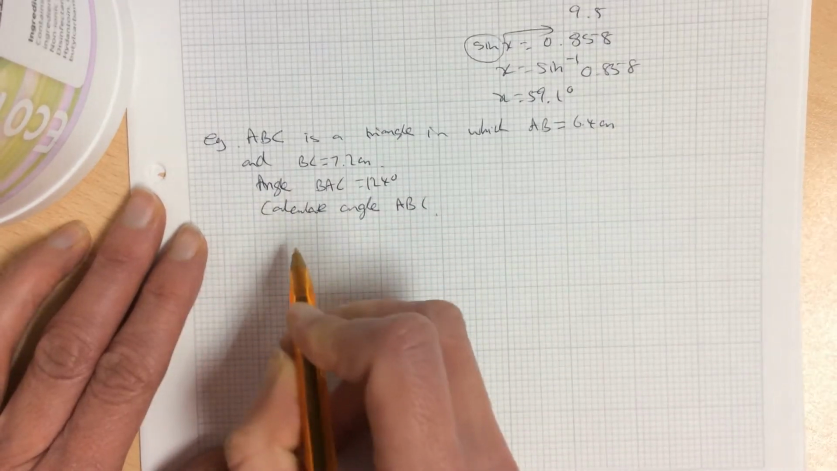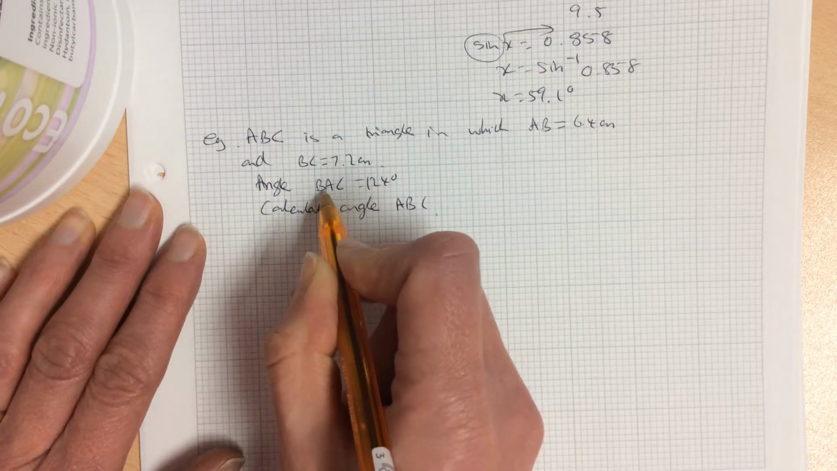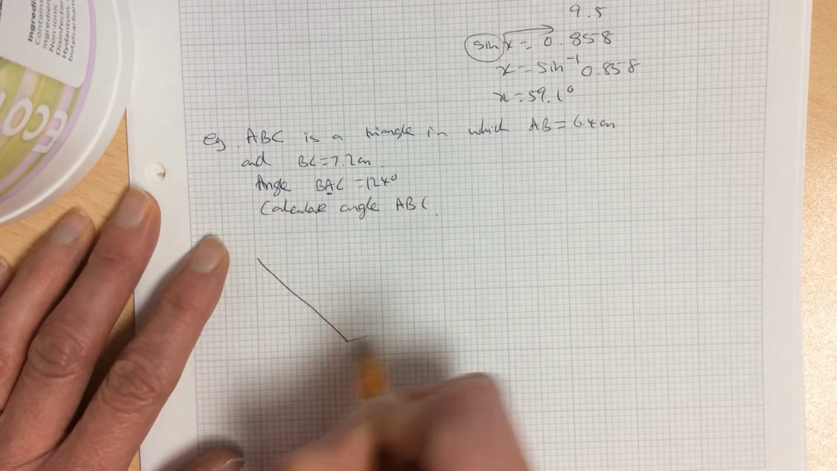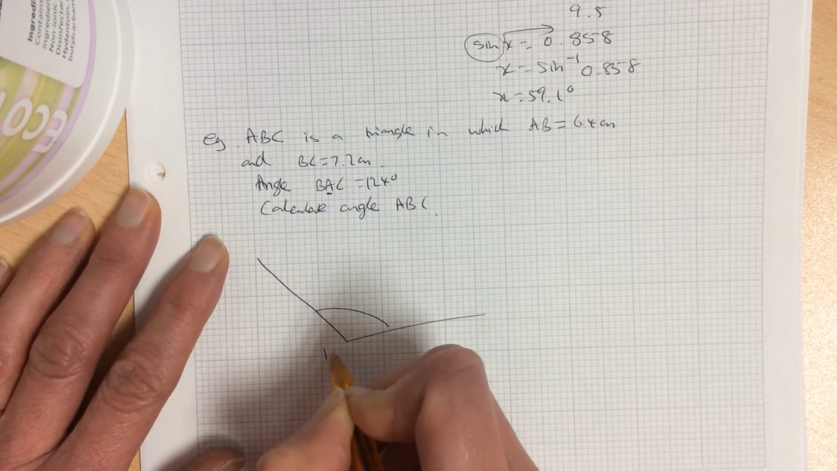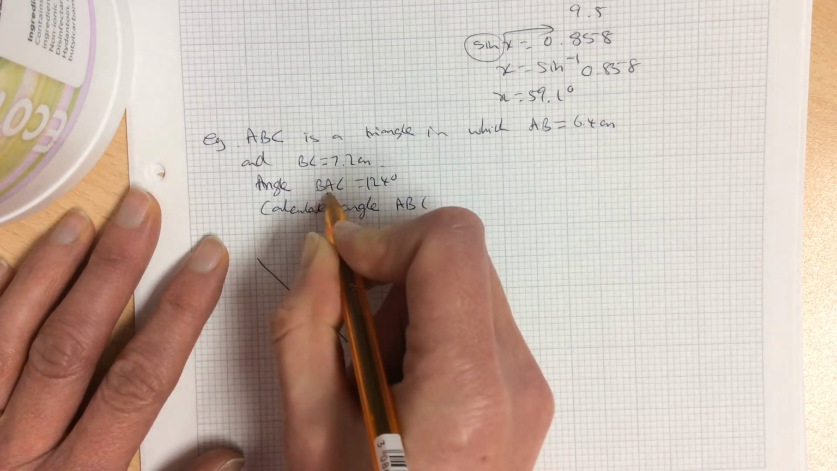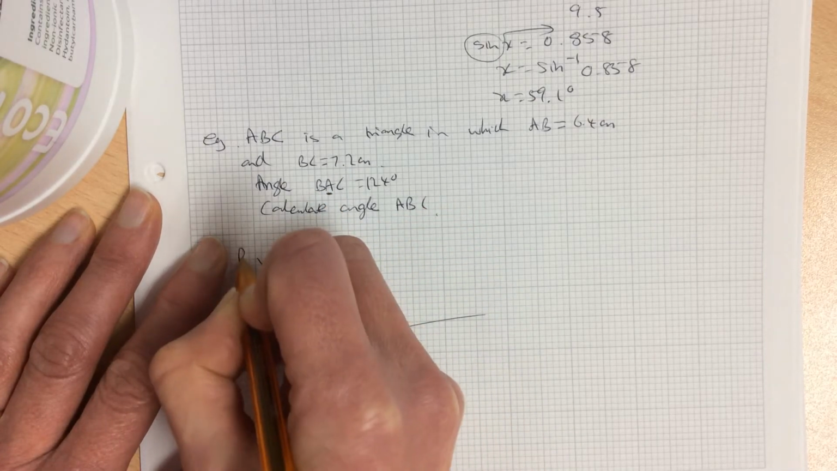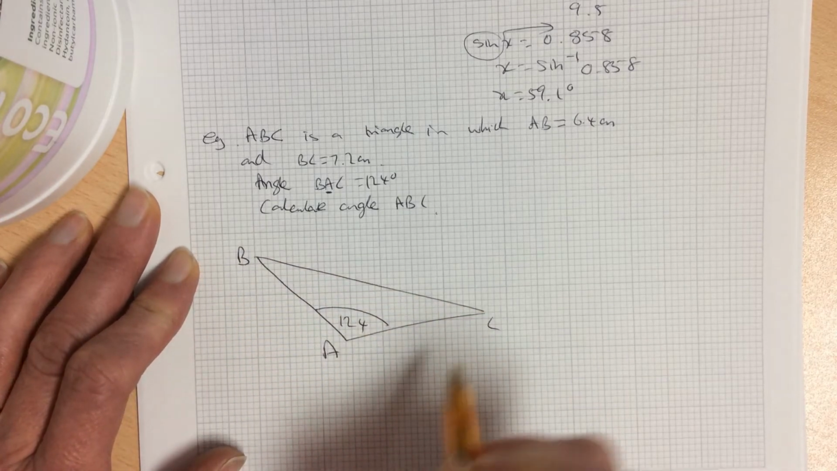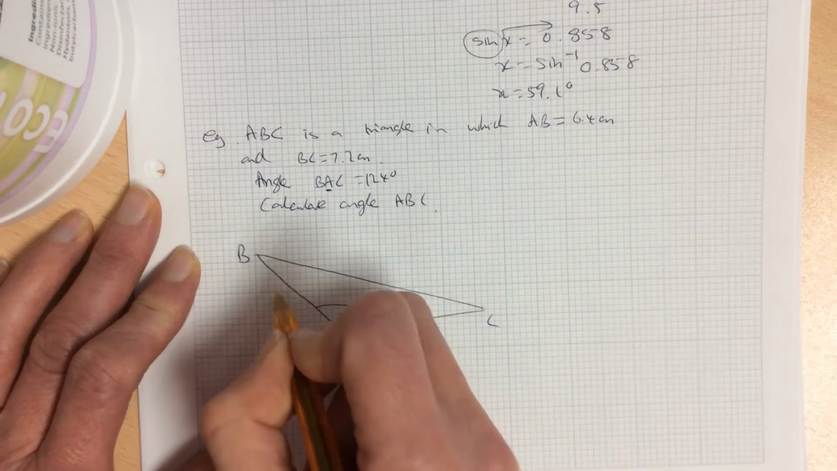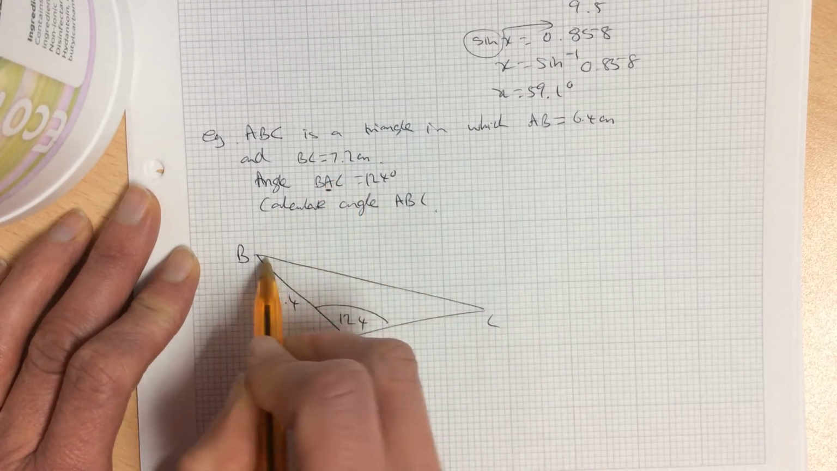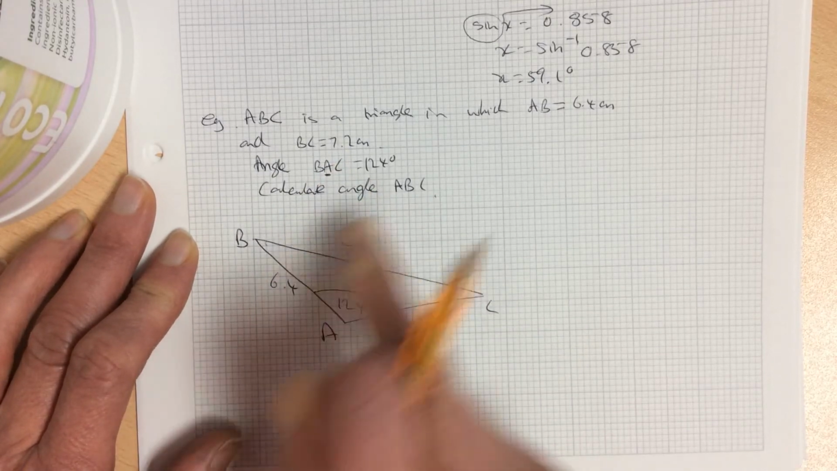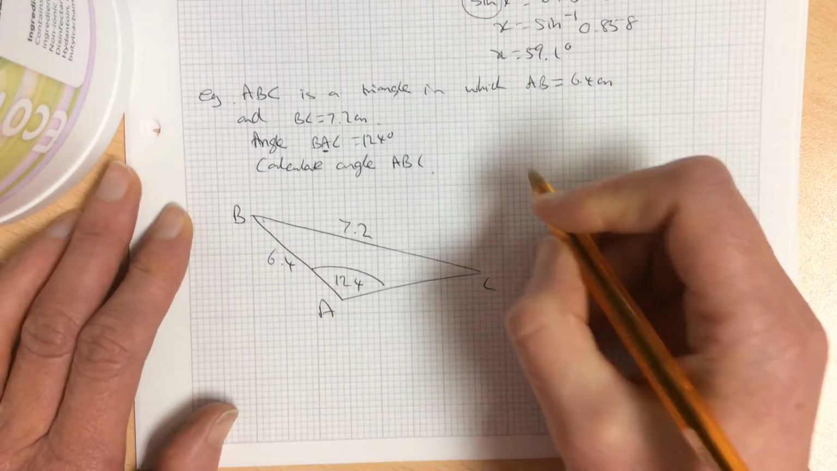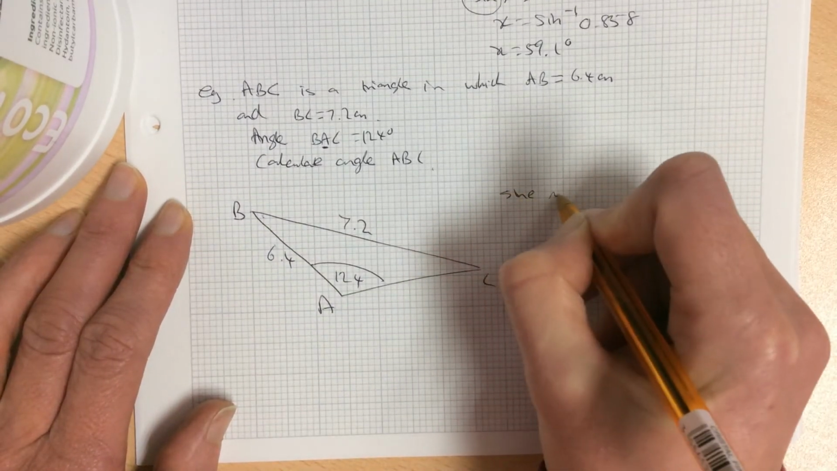So I'm going to draw a wee picture here. So BAC, the middle letter tells you what the angle is. So I've got quite a wide angle, so we'll draw it out quite wide. So that's 124 and that's A. It doesn't matter if you put B and C this way round or the other way round. A to B is 6.4 and B to C is 7.2. I don't have three sides and I don't have two sides and the in-between angle. So it's the sine rule.